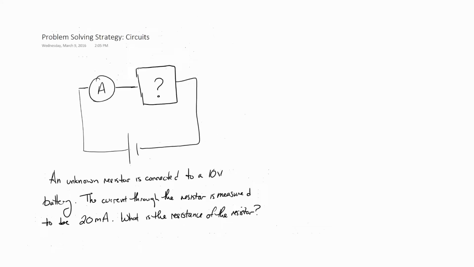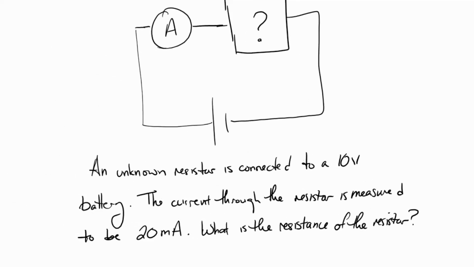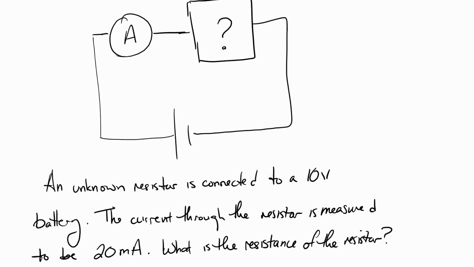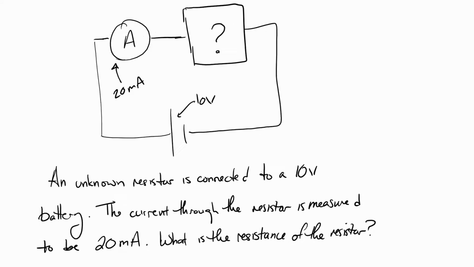Okay, let's talk a little bit about some problem-solving strategies for circuits. Well, really one big problem-solving strategy for circuits. Consider for a moment this problem. We have a circuit that has an unknown resistor, and it's connected to a 10-volt battery. The current through the resistor is measured to be 20 milliamps, so we get an ammeter here. We want to know what is the resistance of the resistor.